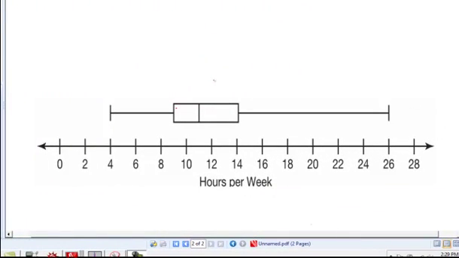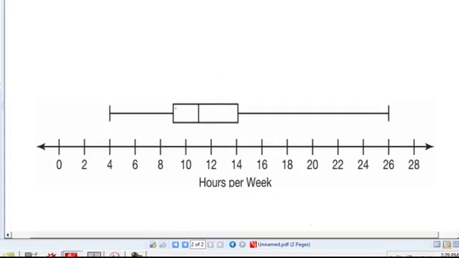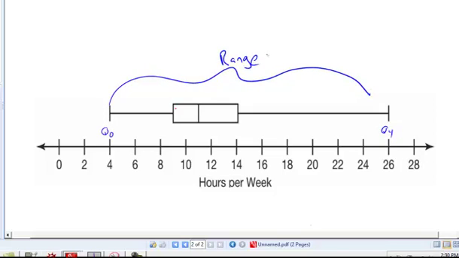All right, lastly, what I want to do is show you guys how to find the range and IQR if you're given a box and whisker plot. Really simply, we know that our Q0 and Q4, our min and max, are at the endpoints, or at the whiskers. So this represents our range. So it's going to be 26 minus 4, which gives us 22.